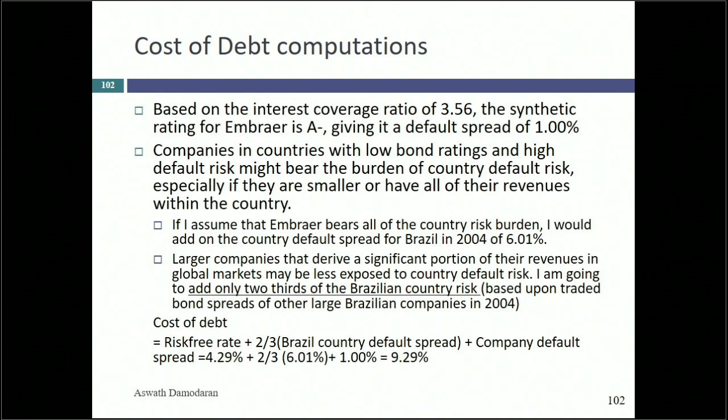So cost of debt is risk-free rate plus default spread. And if you have an emerging market, we have two default spreads, one for the company and one for the country. And that is your pre-tax cost of borrowing. But one of the nice things about borrowing is there's a tax advantage you get when you borrow money. And what's the tax advantage again?